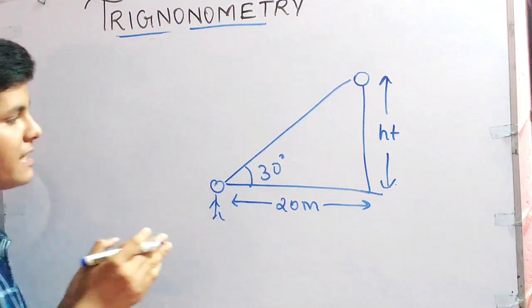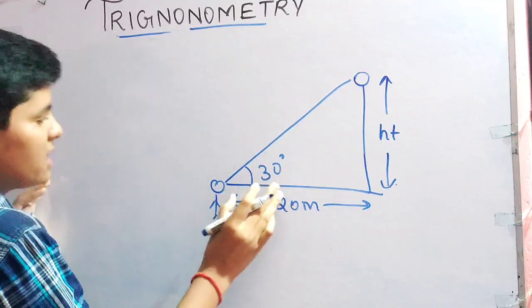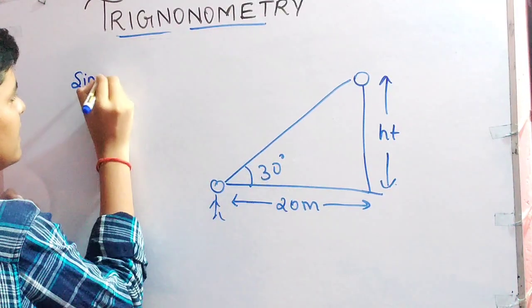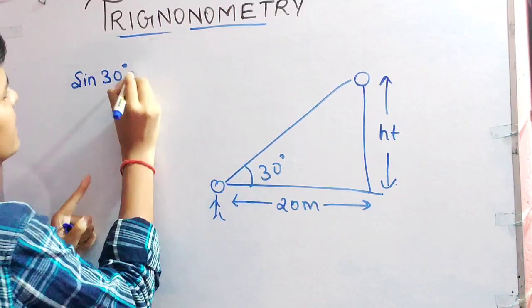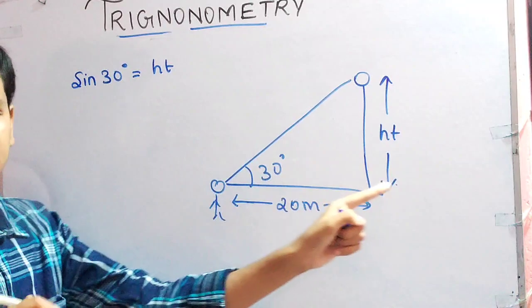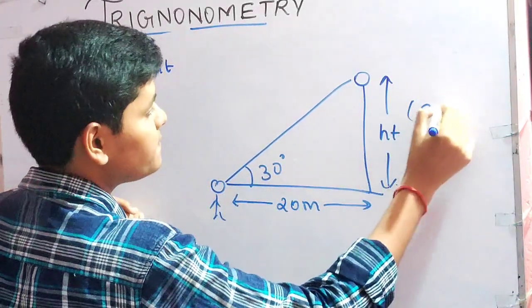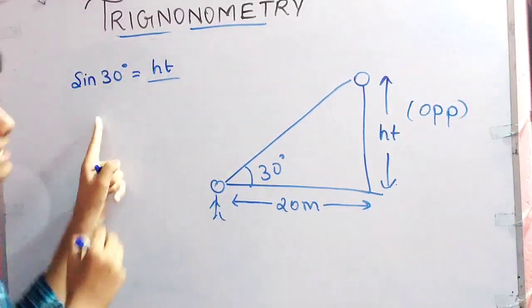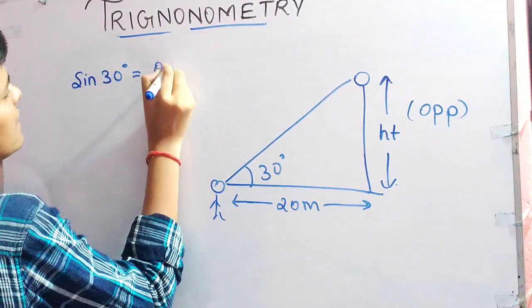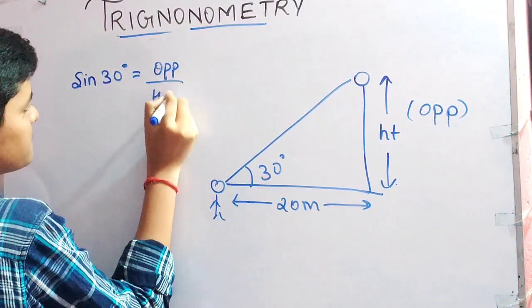So how I find it is, I have to take the value of sin theta. And what is theta over here? It is 30 degrees. Sin 30 degrees is equal to, let us take this as height. And what is this height? This is the opposite side. Sin theta is equal to opposite by hypotenuse.